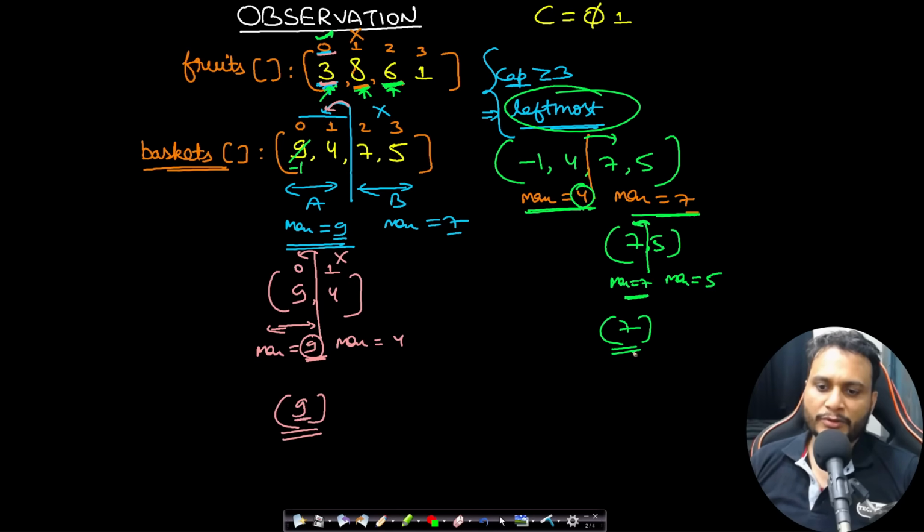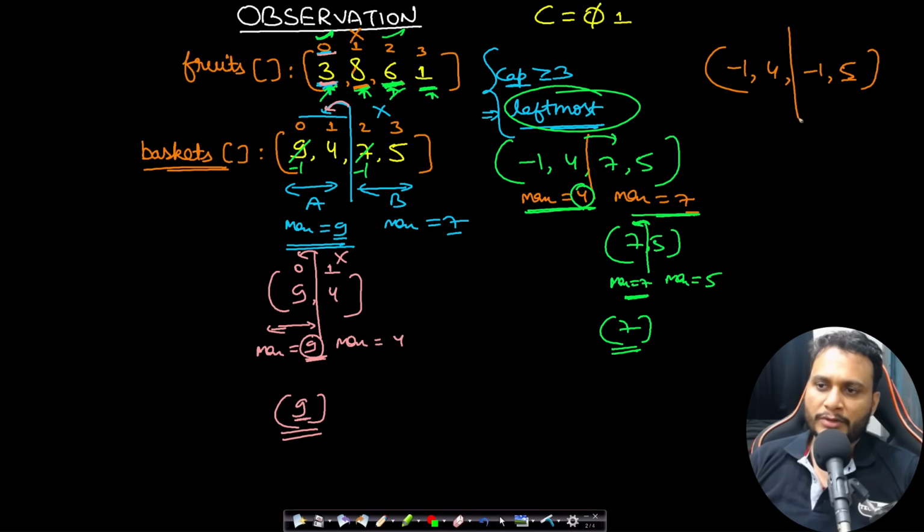You are only left with 7, so 7 will be the one which will be assigned to this 6. Okay, so we will be marking it as -1 now, so that it cannot be reused. Now you go to the third type, I mean you can say the last fruit type. Okay, now the array is -1, 4, -1, 5.